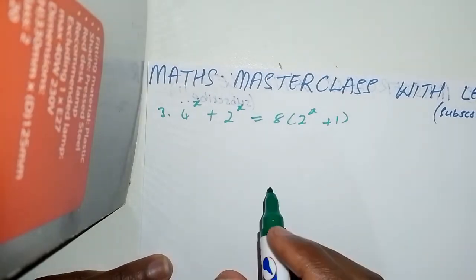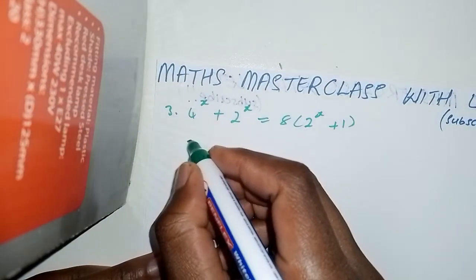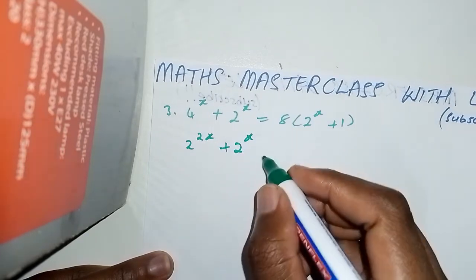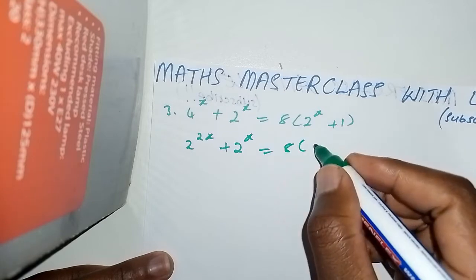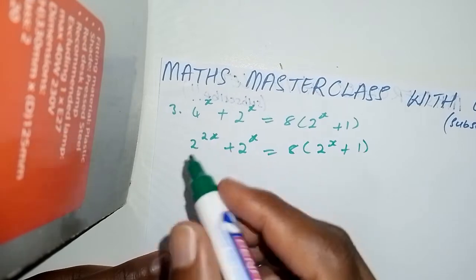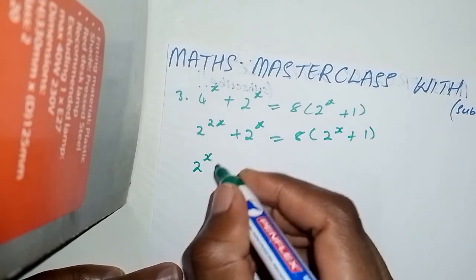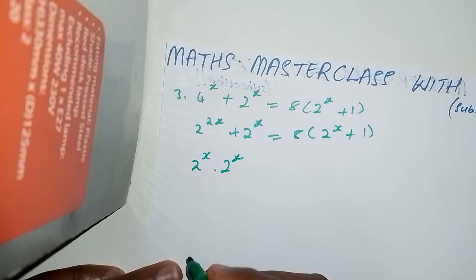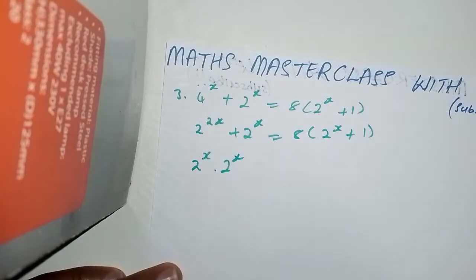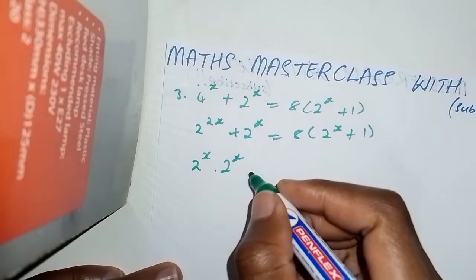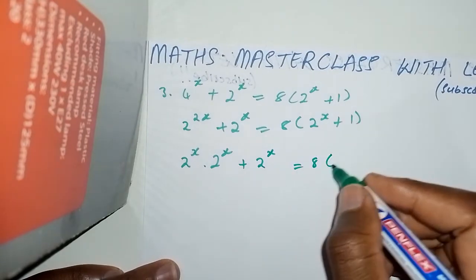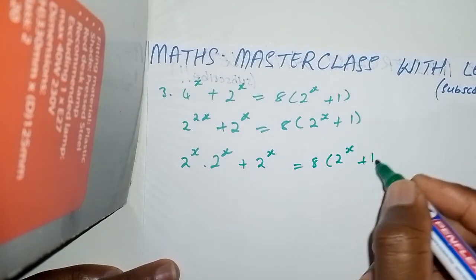What can I do? I can just change it to 2 to the power 2x plus 2 to the power x, which equals 8 into 2 to the power x plus 1. But this can be written as 2 to the power x multiplied by 2 to the power x. The bases are the same, so the exponents add. Then plus 2 to the power x, equals 8 into 2 to the power x plus 1.